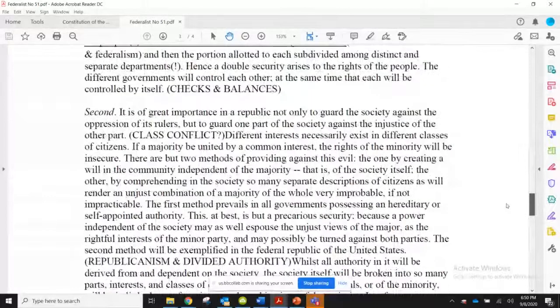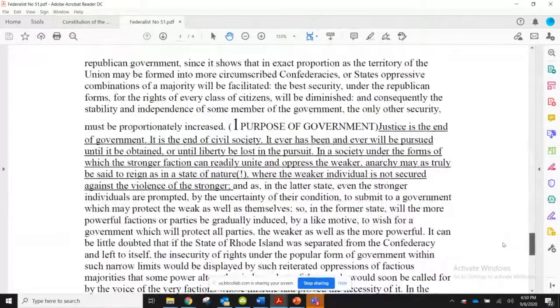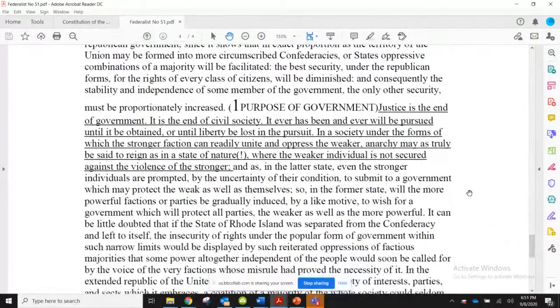Let's start our discussion here with our read of Madison, where Madison says, justice is the end of government, full stop. What, according to Madison here, is the end of government? Justice. For whom, though? Madison says it is the end of civil society. It ever has been and ever will be pursued until it be obtained or until liberty be lost in the pursuit. What is the purpose of government? To pursue justice. For whom, though?